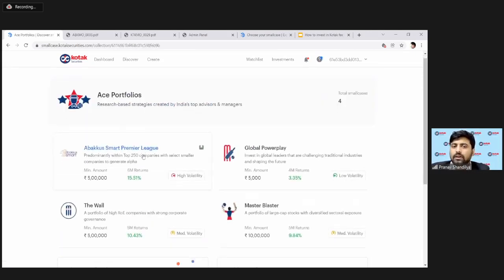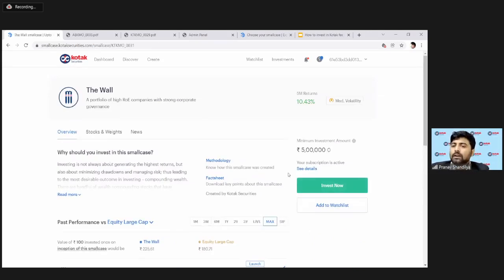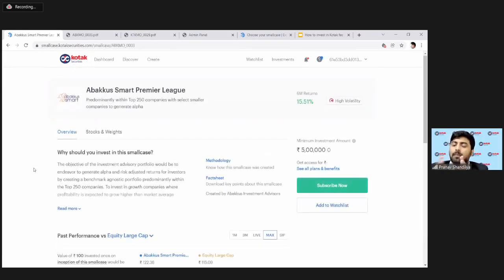ACE portfolios, for example, the Wall, it starts with a subscription fee of 5,000 plus GST for subscribing to this particular Wall smallcase. Similarly, if we head over to Abacus Smart Premier League, the pricing structure starts from 3,500 plus GST plus 2.5% pricing structure attached to it.